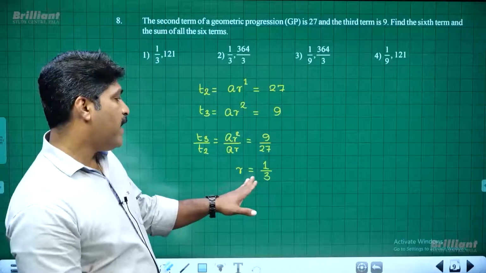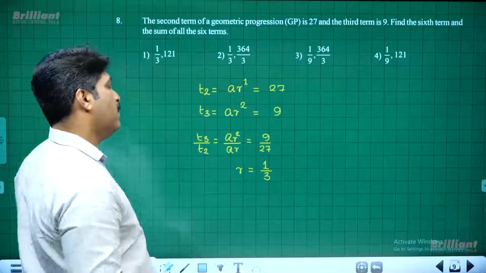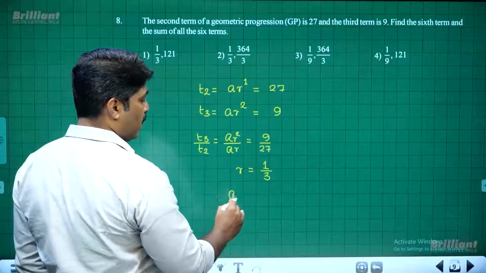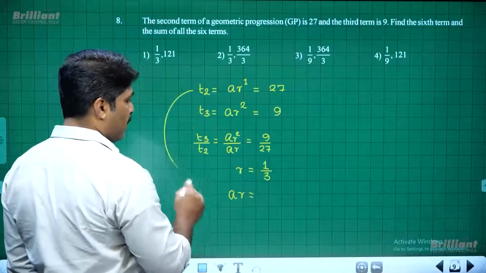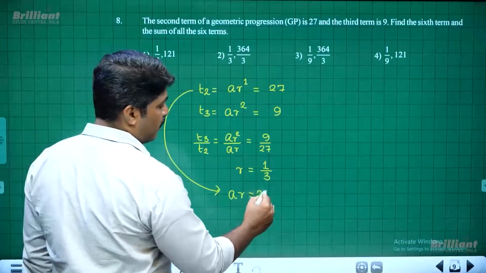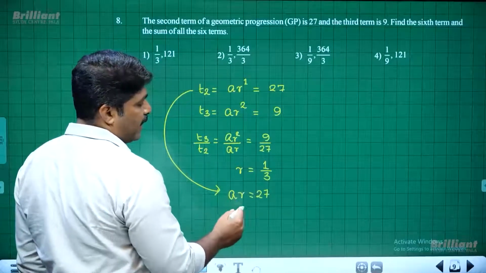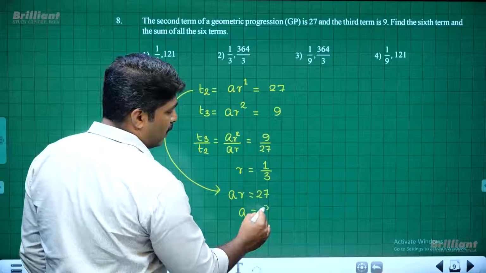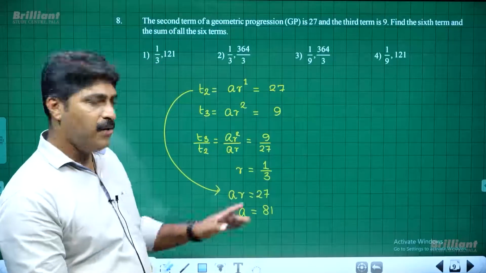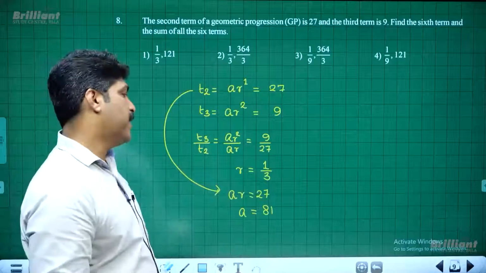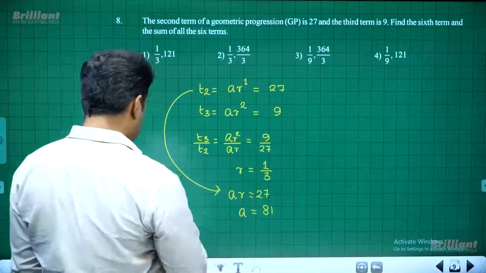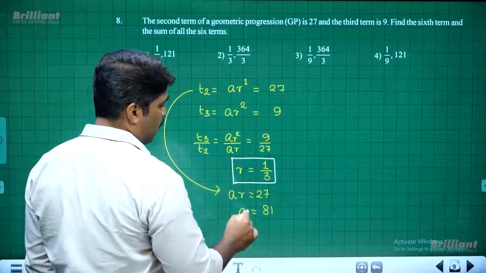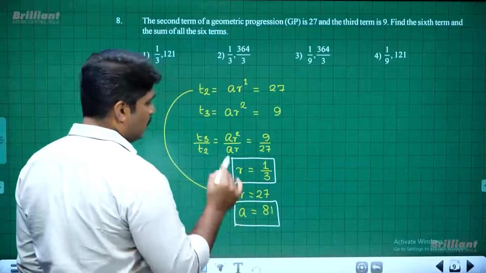When we substitute the value of R in the second term, that is AR raised to 1, it is given that AR is 27. Therefore, with R equal to 1 by 3, what is the value of A here? That is simply A into 1 by 3 equal to 27. Therefore, A equal to 81. So we got 2 important conclusions related to this GP: its common ratio is R and its first term is A.